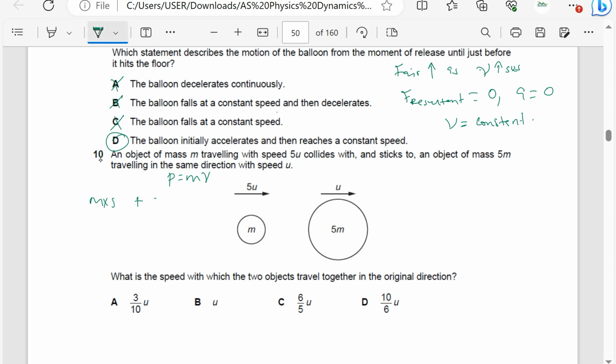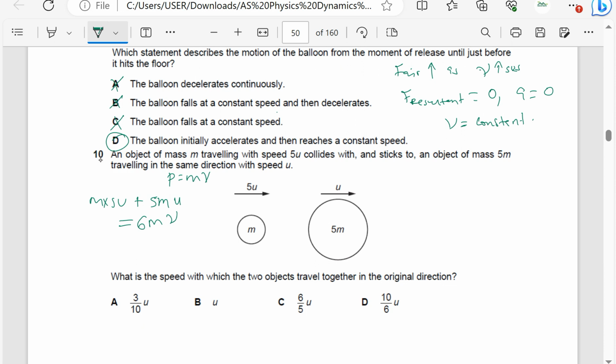So it is m times 5u, then plus 5m times u, that's the total momentum before. Then this should be equal to the total momentum after they stick together. The total mass is 6m. Then let their speed be v after collision.